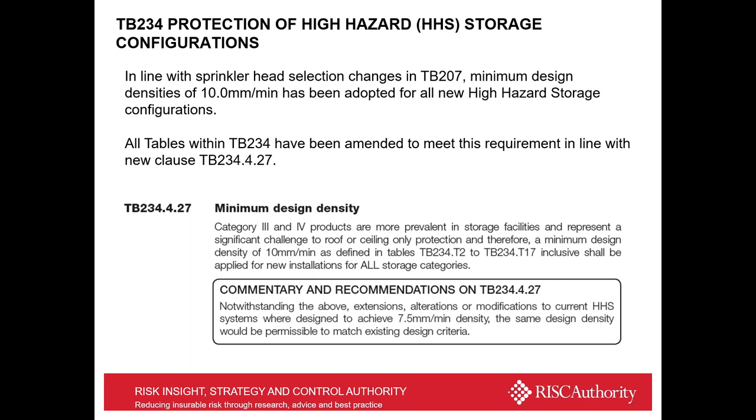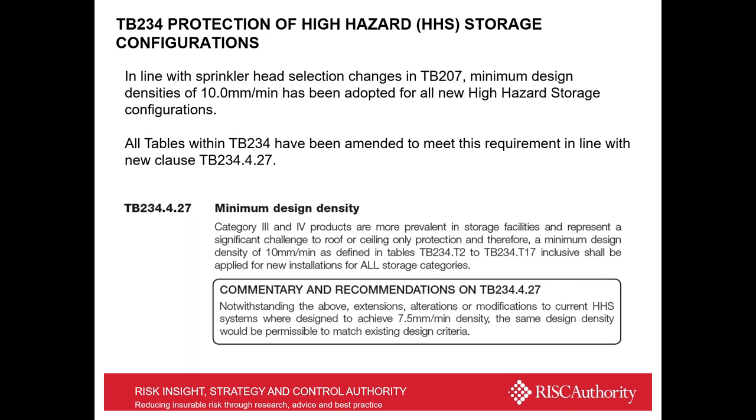Therefore, it's been decided that there is only a minimal increase, which we mentioned earlier, in water supply size to go to 10 mil a minute. So it is now a requirement that all high hazard storage systems go to 10 millimeters a minute, which also allows for permitted storage heights to be increased. In line with the changes to TB207, there's a minimum design density now for storage configurations.